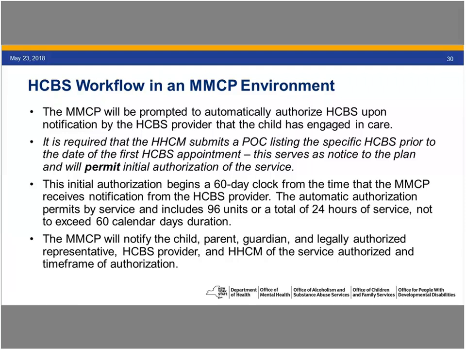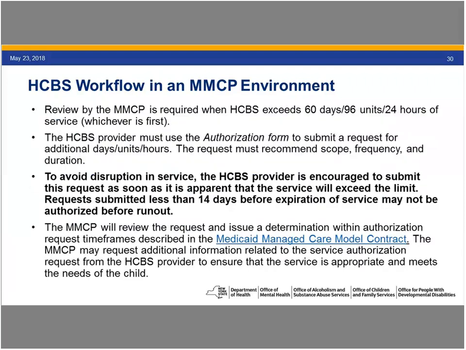The managed care plan will notify the child, parent, guardian, and legally authorized representative, the HCBS provider, and the health home care manager or the IE of the service authorized and the time frame of that authorization. So review by the managed care plan is required when HCBS exceeds 60 days, 96 units, or 24 hours of service, whichever is first. So again, you get that initial authorization, which allows them to receive services. Essentially, I'll use the word unchecked, so I'm sure my managed care friends don't like that word, but I'll say they won't be able to deny that service for that initial period.